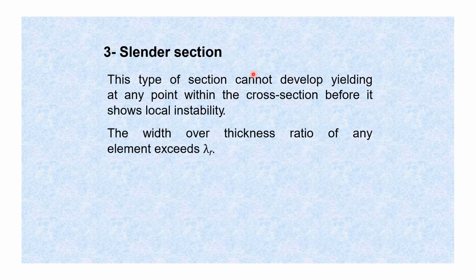Now the third section, the slender section. This type of section cannot develop yielding at any point within the cross section before it shows local instability, meaning before any yielding it will locally buckle and go for instability. That type of section is called a slender section. The width over thickness ratio of any element exceeds lambda r. For this type of section, our width to thickness ratio exceeds lambda r.